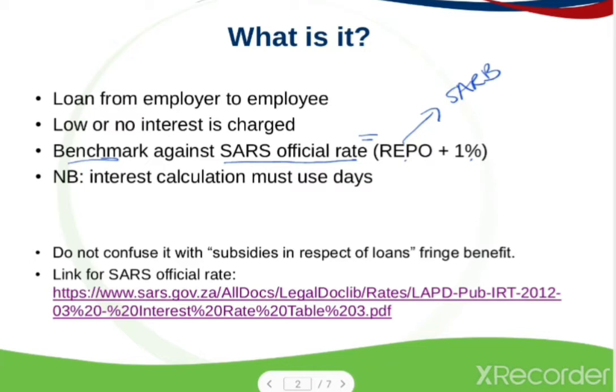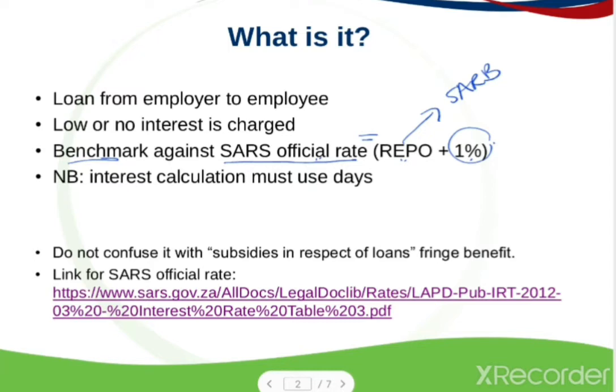So be careful of what the question is giving you. If you've been given the repo rate, you need to add 1% to get to the SARS official rate. If you've been given the SARS official rate, there's no further adjustments to that. You would then compare that to the actual interest being charged on the loan and multiply by the capital outstanding and work out your fringe benefit.